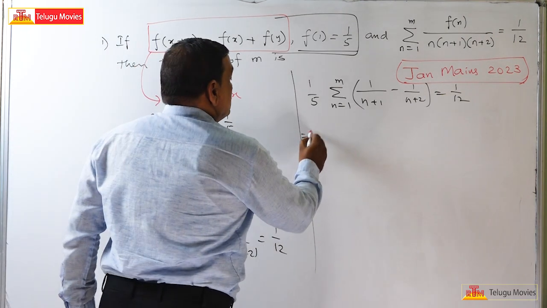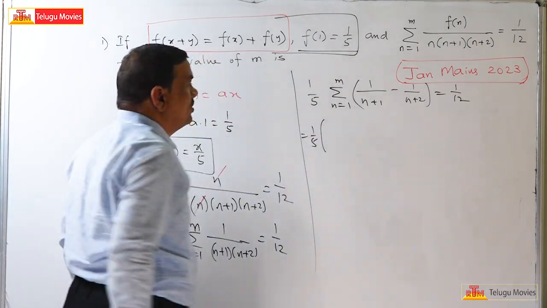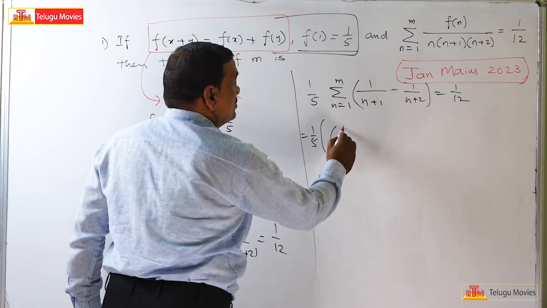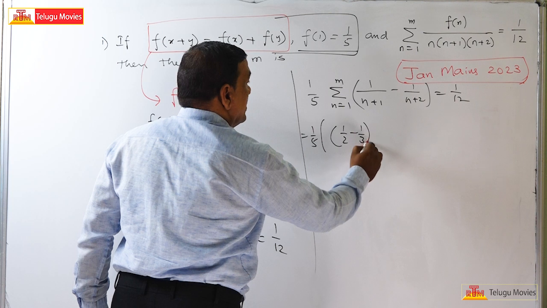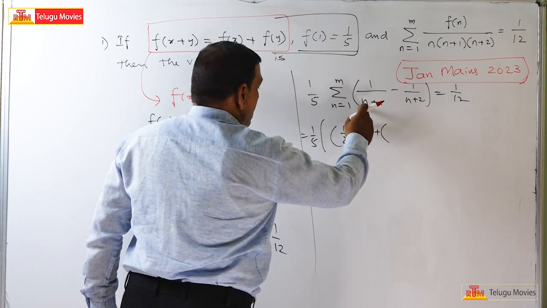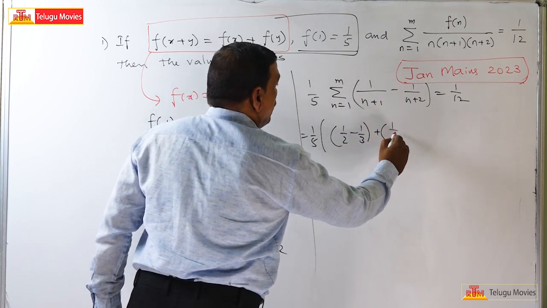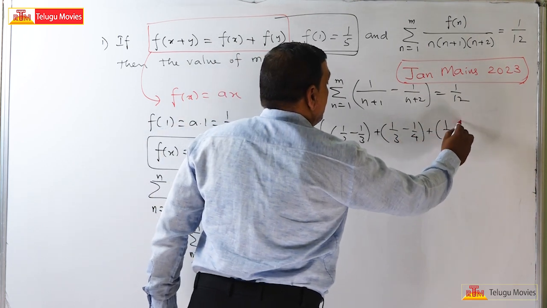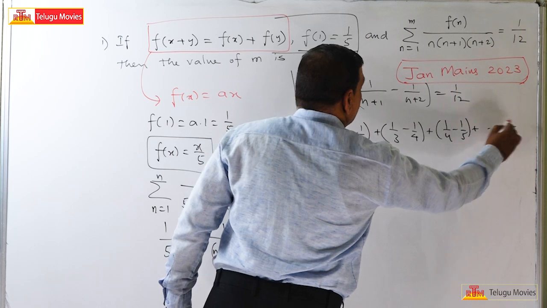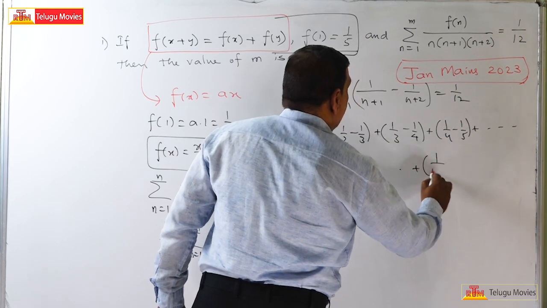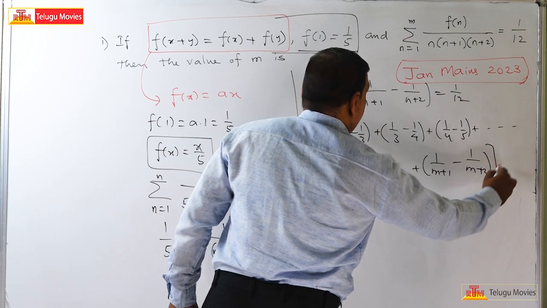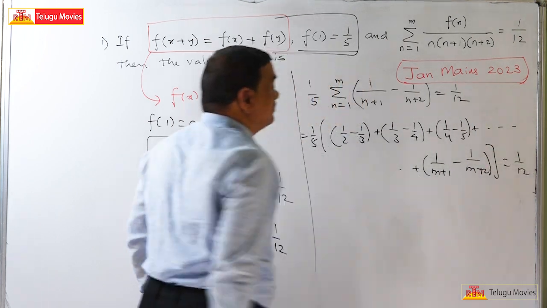Now you apply this sigma notation. First put n is equal to 1: 1 by 2 minus 1 by 3, plus, again put n is equal to 2: 1 by 3 minus 1 by 4, plus 1 by 4 minus 1 by 5, and so on, plus the last term 1 by m plus 1 minus 1 by m plus 2, is equal to 1 by 12.